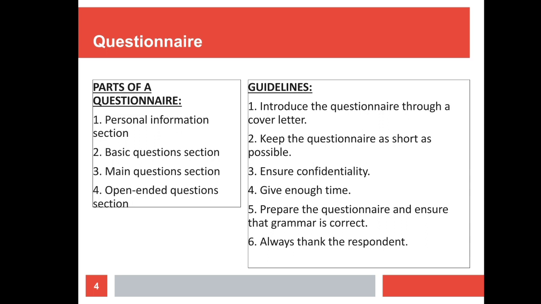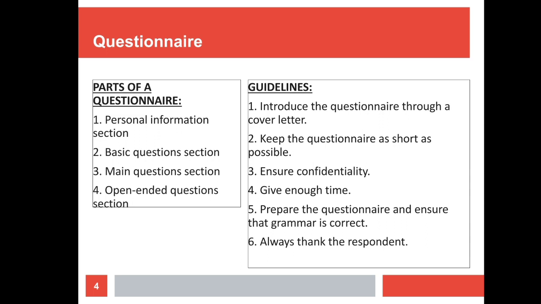With questionnaires, although it is very objective, it is somehow a bit relaxed, or what is the term? Lenient in a way. Okay, now with the questionnaire, there are four parts: the personal information section, the basic questions section, the main question section, and the open-ended questions section. Now, the personal information section includes the name. You can also not write the name if the respondent would like to make himself or herself anonymous. It includes the name, the age, the date of birth, address, educational background, personal information, basically.